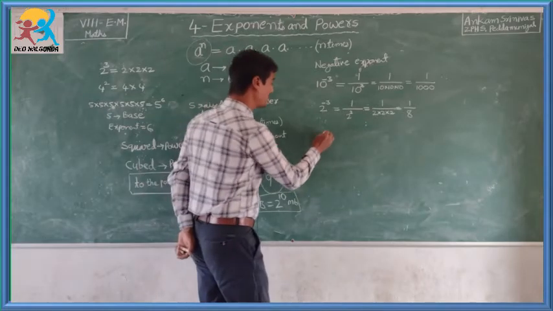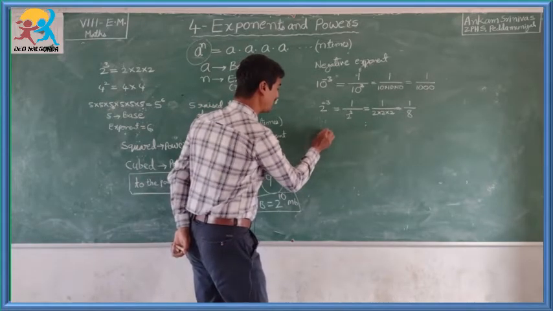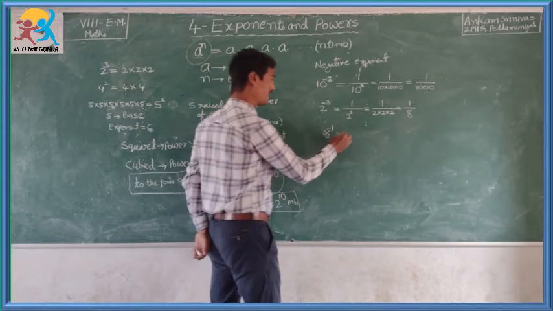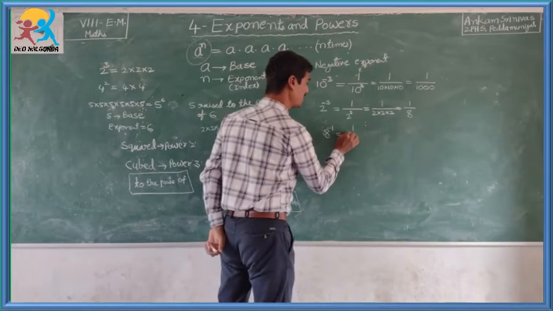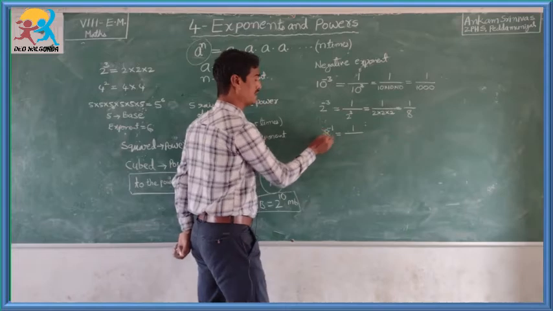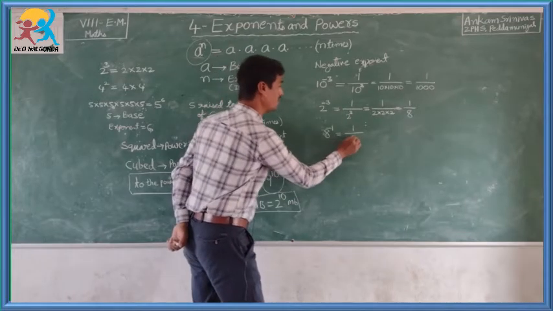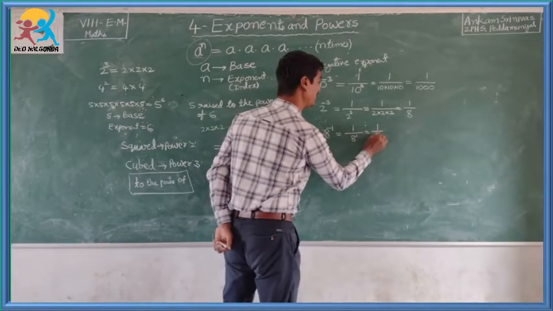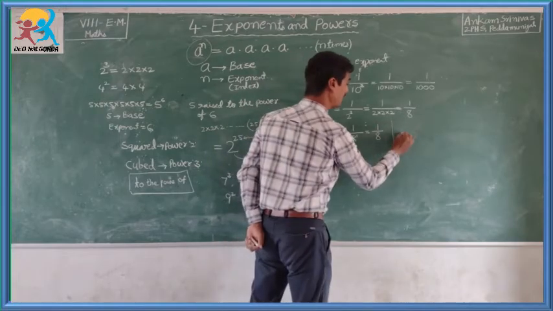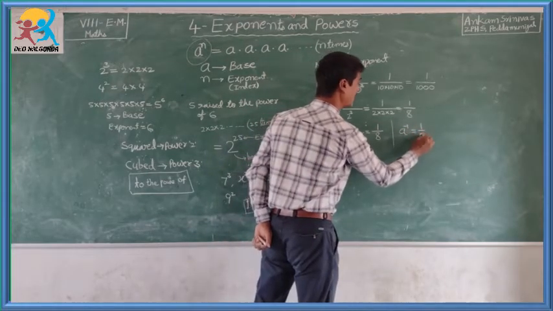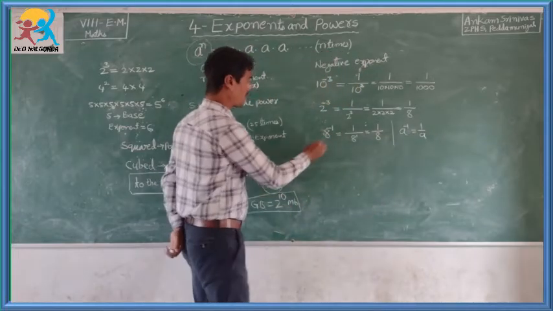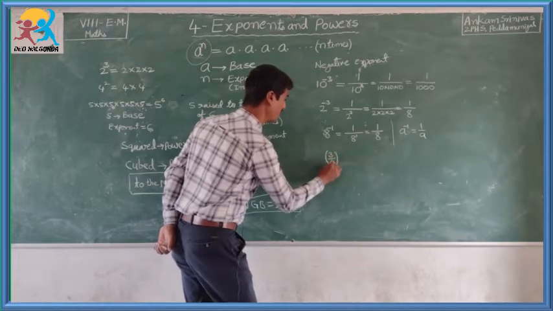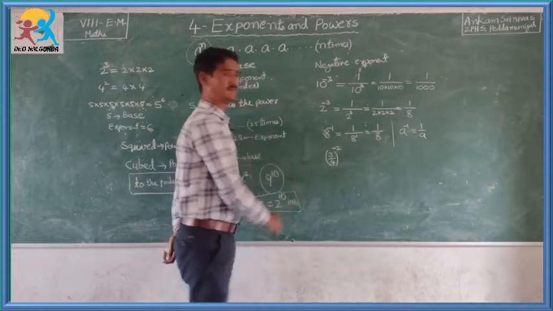So next, what is the value of 8 power minus 1? So 8 power minus 1 means we have to write the exponent as positive by writing the reciprocal of this one. Changing the sign and reciprocal. So 8 power 1. 8 power 1 means nothing but 8. So 1 by 8. Then what is a power minus 1? We will get 1 by a. Yes or no?